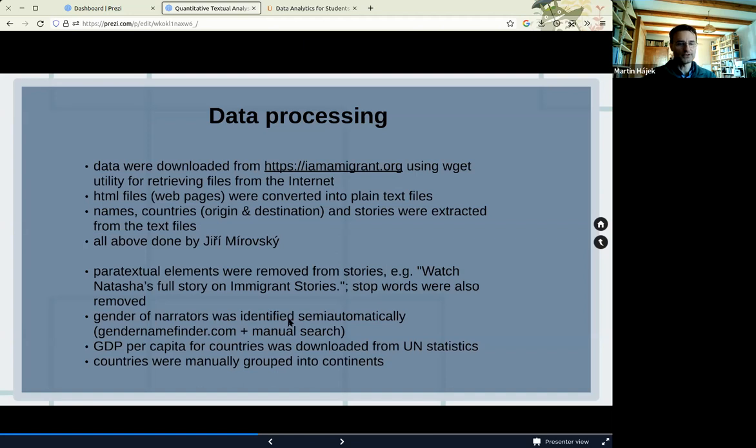So I went through the non-identified stories, and I googled if the name is male or female, or I read the story to search if there is "my husband". It means it's a woman, or "my wife", it's a man. And next, I identified variables for the analysis.